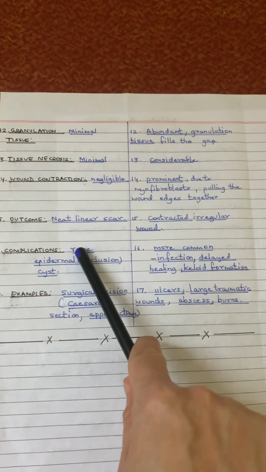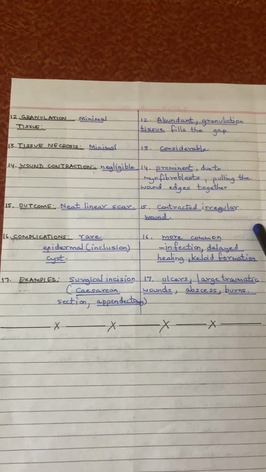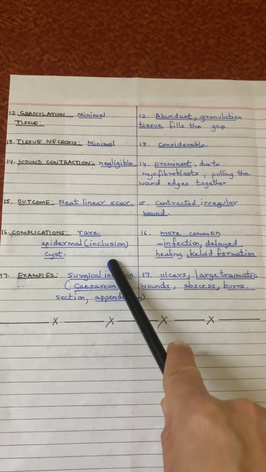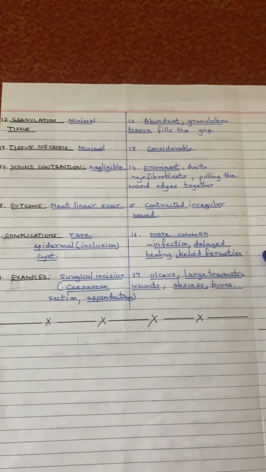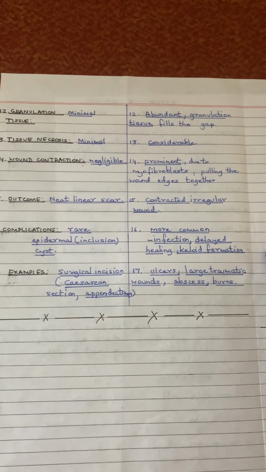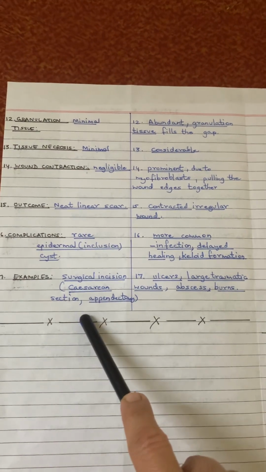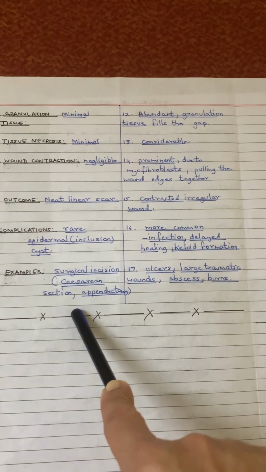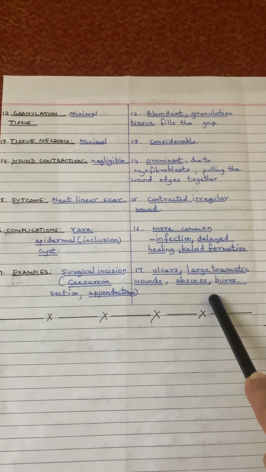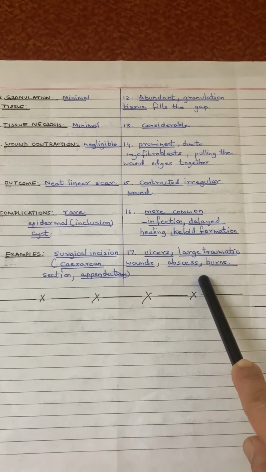Now, the outcome in primary union, it is a neat linear scar. In secondary union, it is a contracted irregular wound. Complications are rare in primary union, and sometimes epidermal or inclusion cyst can occur, whereas complications are more common in secondary union, like infection, delayed healing, keloid formation. Now, the examples of primary union will be surgical incision like cesarean section, appendectomy, whereas the examples of secondary union are ulcers, large traumatic wounds, abscess, and burns.